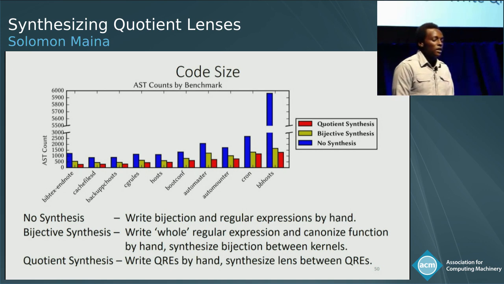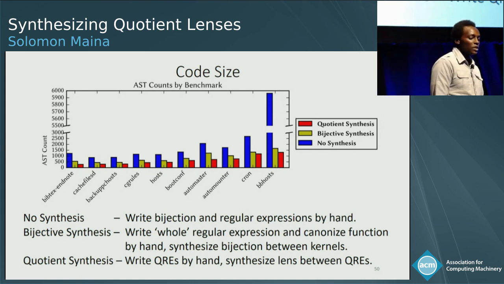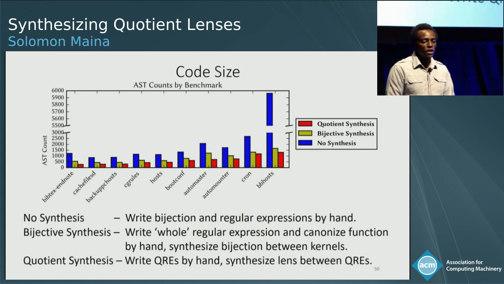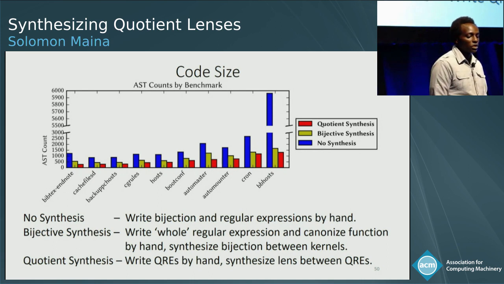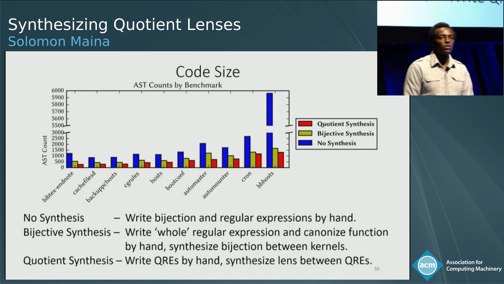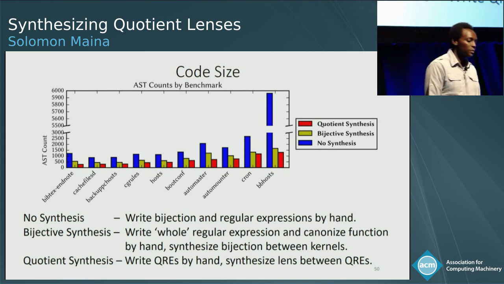And if you're wondering where these benchmarks came from, they came from FlashFill, which is an Excel autocomplete tool. They came from Augeas, which is a tool for editing Linux configuration files, and some of them are custom benchmarks.